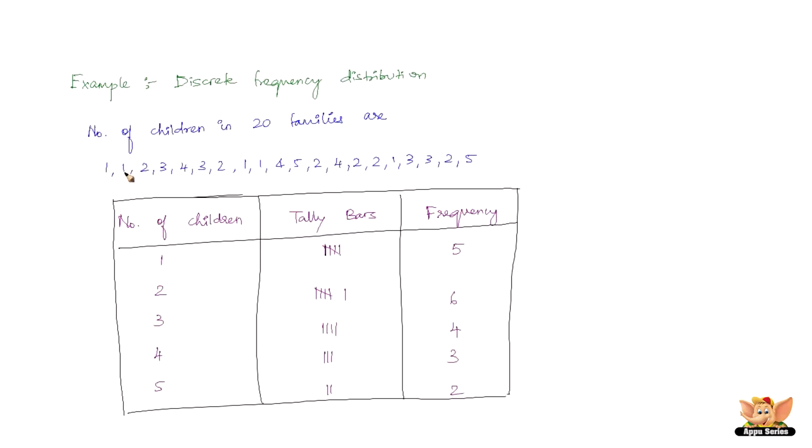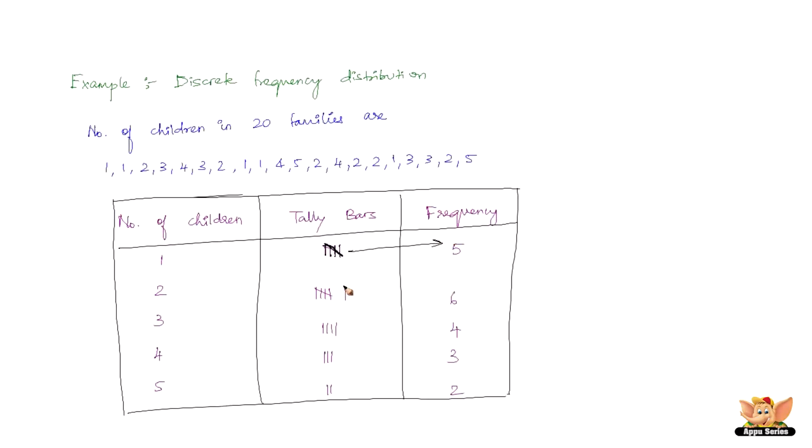We first count 1 and then draw one vertical bar. The next one is 1, so we draw another vertical bar. The next one is here, we draw another vertical bar. The next one is here, we draw another vertical bar. And the last one is here, which is a 5, so we cross the whole thing. So this means 5, which is mentioned here in the frequency.